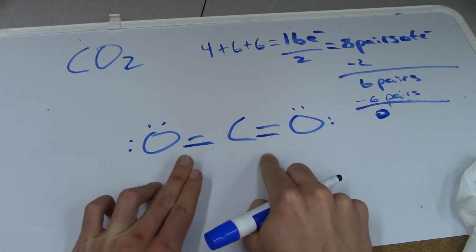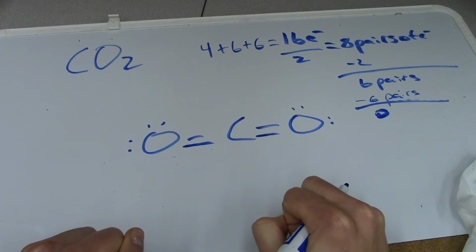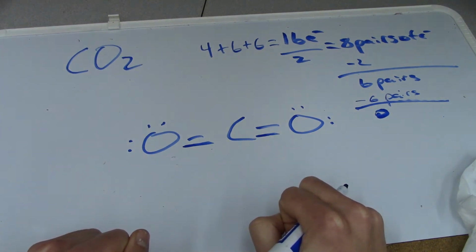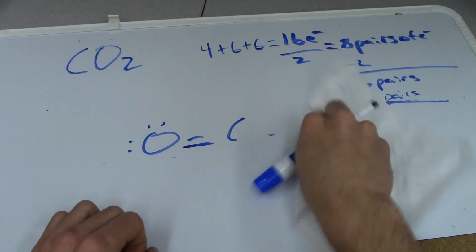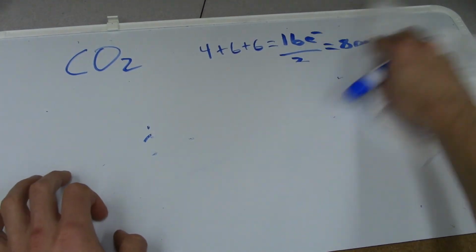Again, when you have double bonds, they tend to lock the molecule in a linear shape. That's why carbon dioxide is linear and not bent. Let's do one final example. C2Cl2.